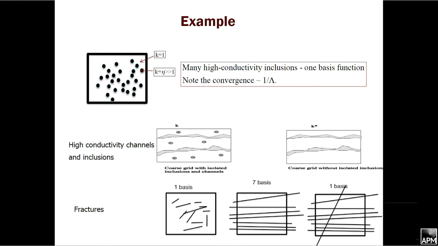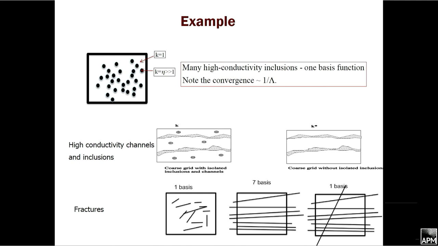So in a sense, the methods I'm talking about will fail if I have many non-communicating high conductivity channels. But it will fail in the sense that it will just need many bases. It will not be effective anymore. It won't be a macro scale model. But if the fractures start talking to each other, it becomes one basis.